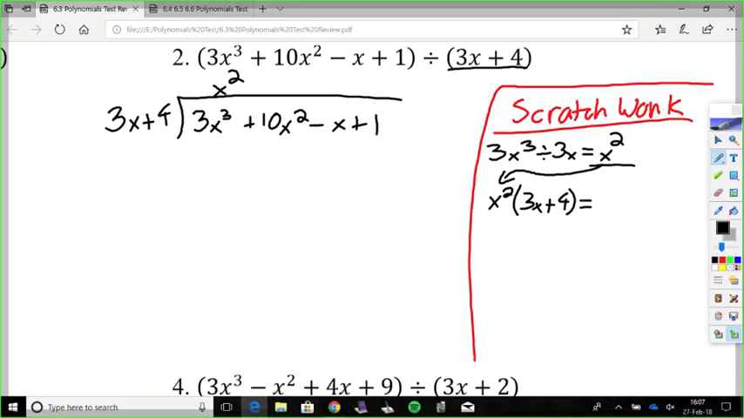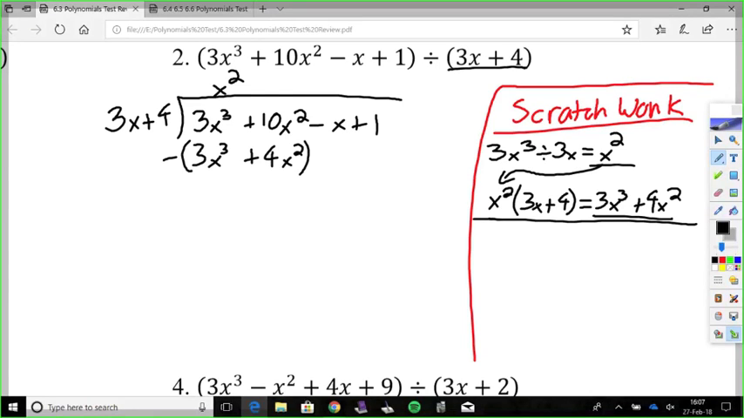So when you distribute, you'll get 3x to the third plus 4x squared. All right, now that product will go back in my problem. It'll go underneath the problem, 3x to the third plus 4x squared. But the next step is very important, and that's the subtraction step. So when you subtract, you're subtracting both of these. The first terms cancel, and because we're subtracting 4, I like to change this to a minus 4. That helps me out a little bit. So really it's 10 minus 4, which is going to be 6x squared.